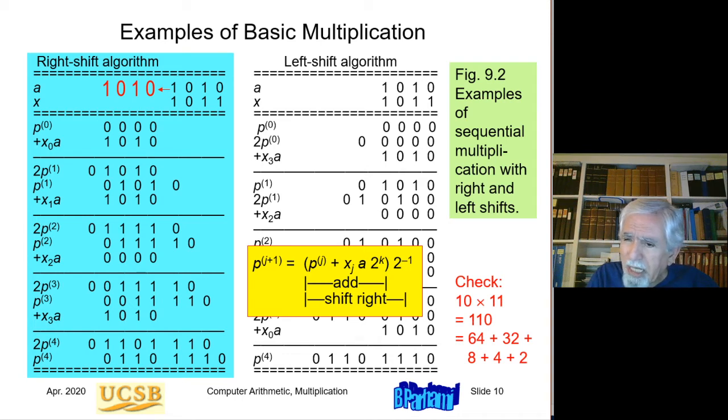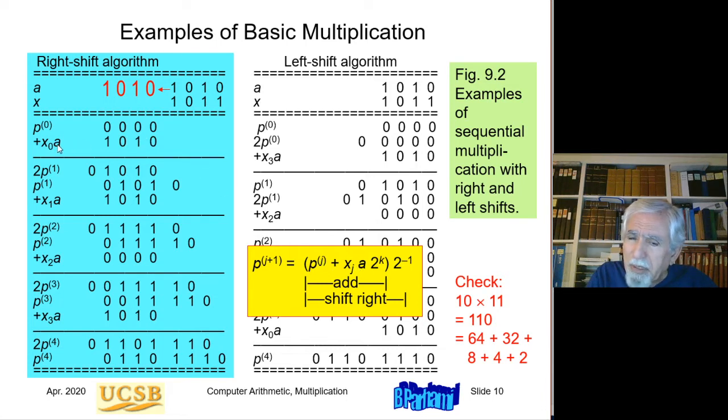So here's the check. 10 times 11 should be 110. And 110 is 64 plus 32 plus 8 plus 4. So here it is, 64 plus 32 plus 8 plus 4 plus 2. So this indeed is 110. And I got the correct result using this multiplication recurrence.